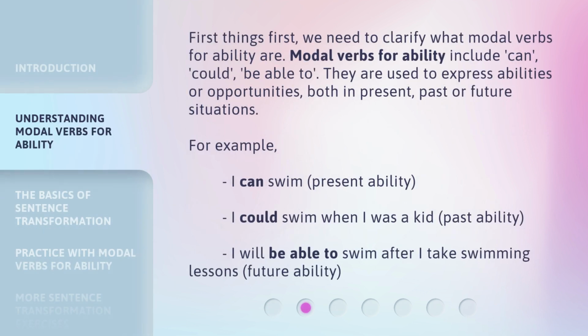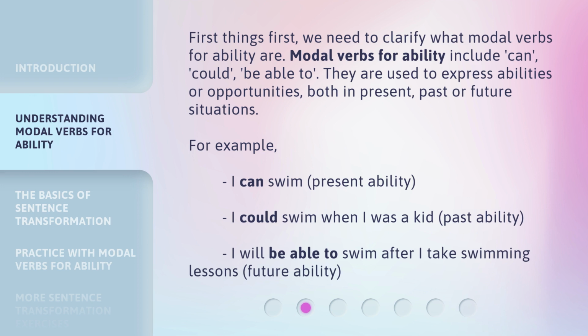First things first, we need to clarify what modal verbs for ability are. Modal verbs for ability include can, could, be able to. They are used to express abilities or opportunities, both in present, past or future situations.